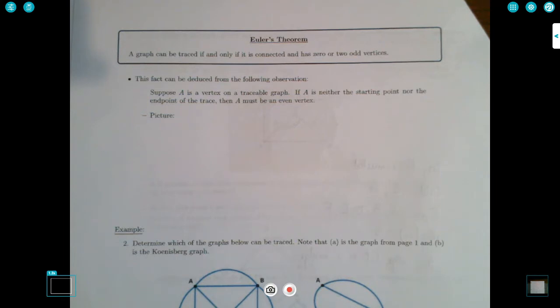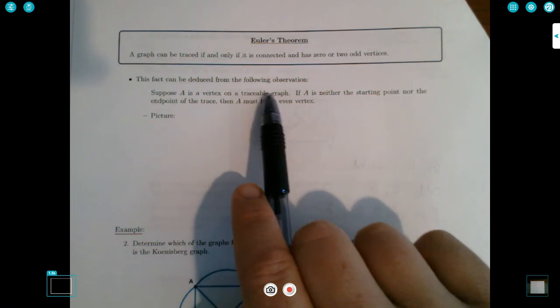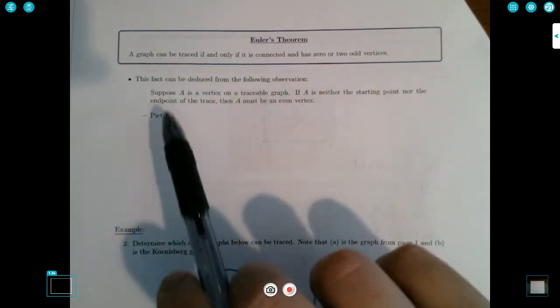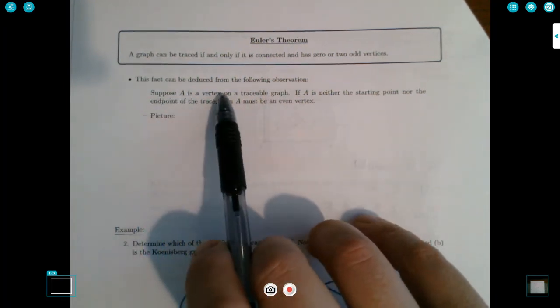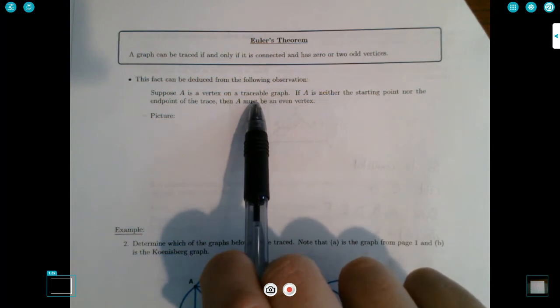Okay, so it's traceable if and only if it's connected and has 0 or 2 odd vertices. So that's crazy, right? If you have more than 2 odd vertices, then the graph's not traceable. This fact can be deduced from the following observation. Suppose that A is a vertex on a traceable graph.